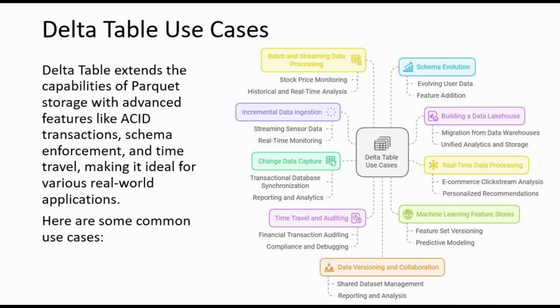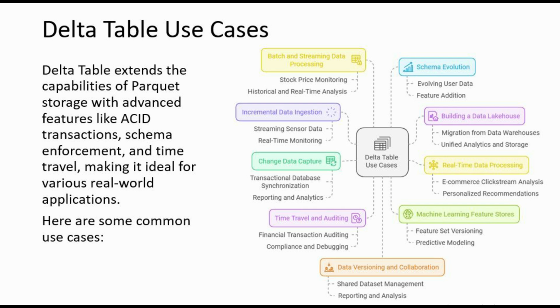Use case 6, machine learning feature stores. Delta tables are also used as feature stores in machine learning workflows. A data science team might store and version feature sets for predictive models in a Delta table. This ensures consistency and reliability across the training and deployment stages of the ML pipeline.